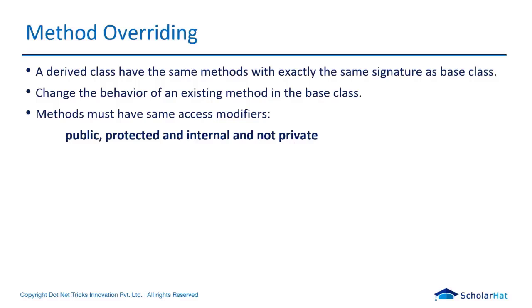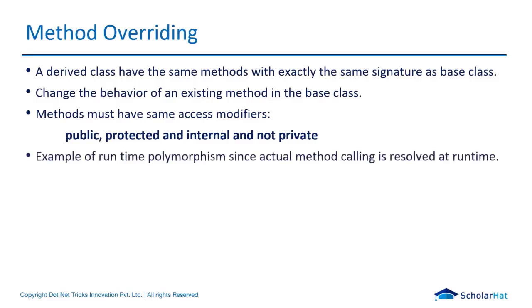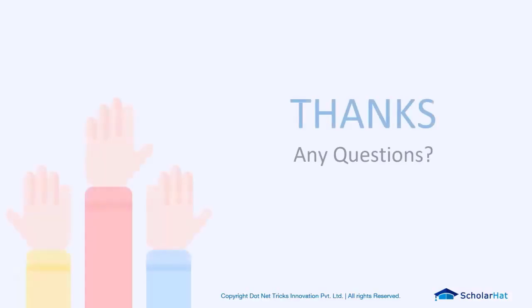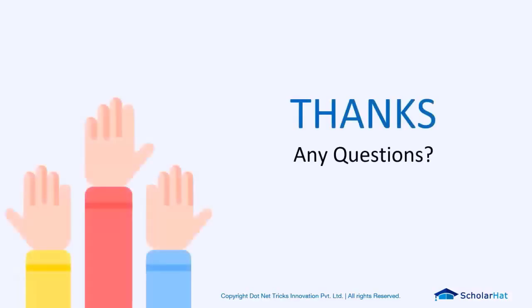We'll tell you more about this in a practical approach. Example of runtime polymorphism: since actual method calling is at runtime, or dynamically, as I told you, that happens at runtime. I'm so excited to tell you more about it practically. So stay tuned.